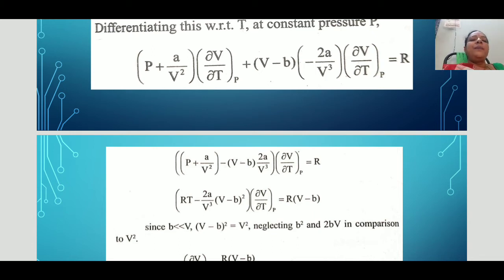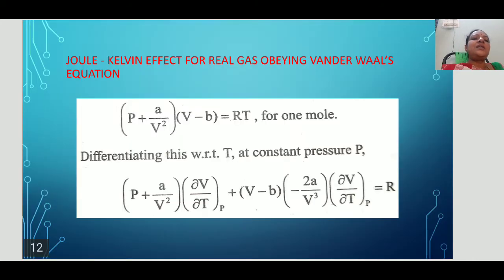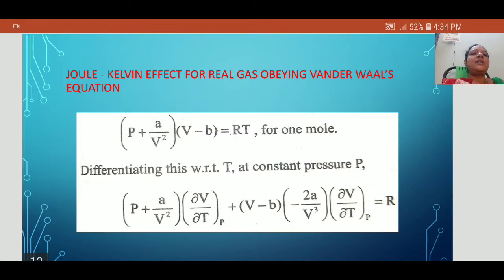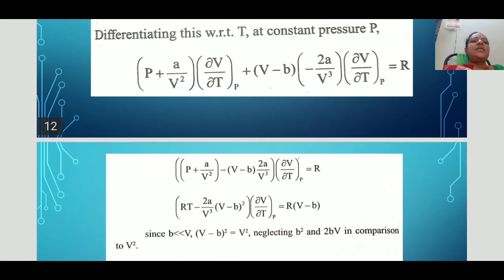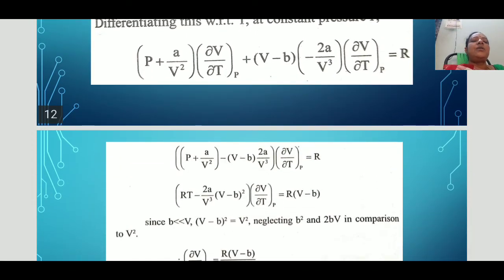So (p + a/v²) means, in the above equation, just take (∂v/∂T) at constant P as a common term. The remaining term in the bracket is (p + a/v²) − (v − b)(2a/v³), multiplied by (∂v/∂T) at constant P, is equal to R.